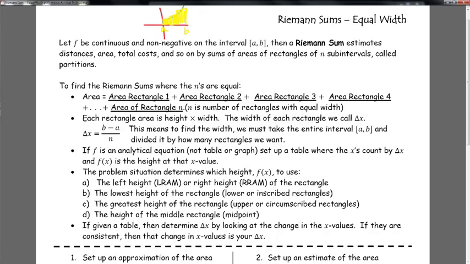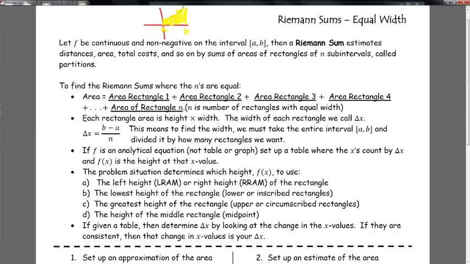The lowest height, sometimes they'll call this inscribed rectangle, so that means that your rectangles are always going to be beneath the curve. The greatest height means the rectangles are always going to be above the curve. Those are circumscribed rectangles. And sometimes we take the average, and we'll find the middle rectangle. We call this the midpoint.